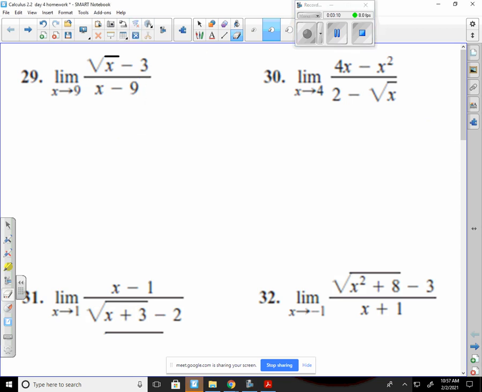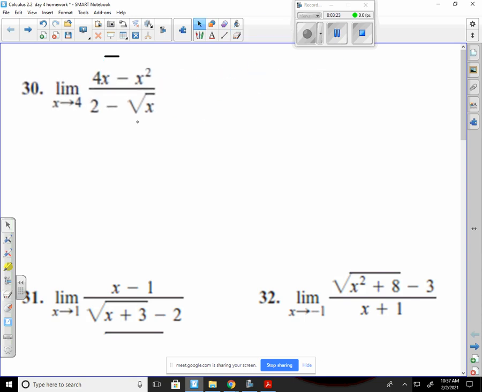All right, number 30. Again here, if I plug a 4 into the denominator, square root of 4 is 2. I end up with 2 minus 2, and that's no good for us because it gives us a 0 in the denominator. So I have to multiply the top and bottom by 2 plus the square root of x. Multiply by the conjugate. Whatever I do to the bottom, I have to do to the top.